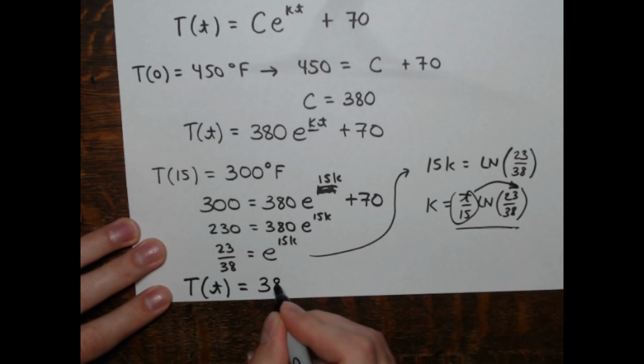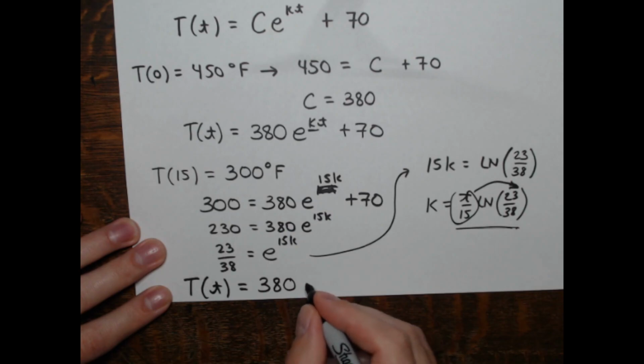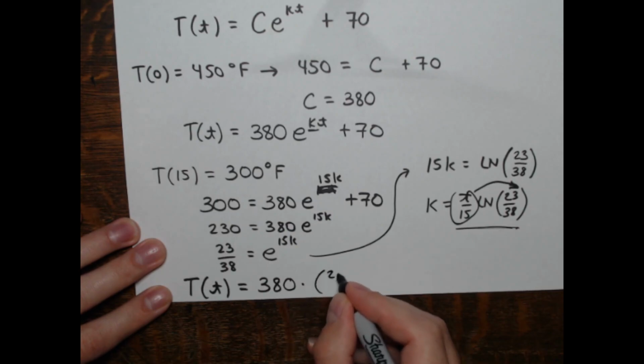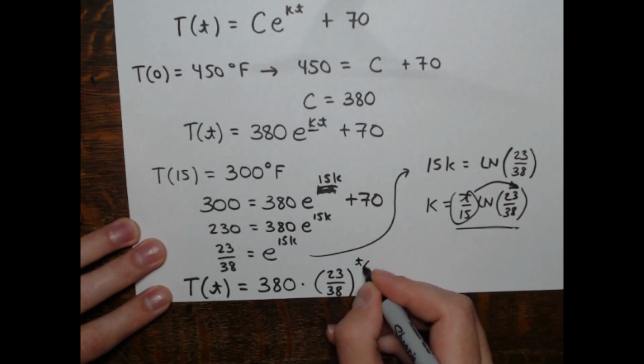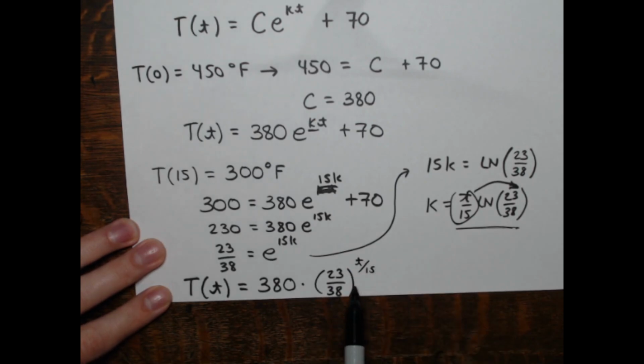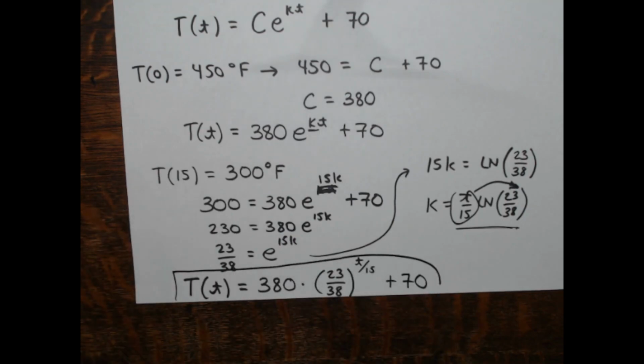So after all that, we have the temperature of the cake at any given time as 380 times 23/38 to the t over 15 power, plus 70. You saw me do something like this earlier, so if you want to go back to that other example from the application problem objective where we were doing Newton's law of cooling, please see that again. All right, so here's the model for our cake temperature.